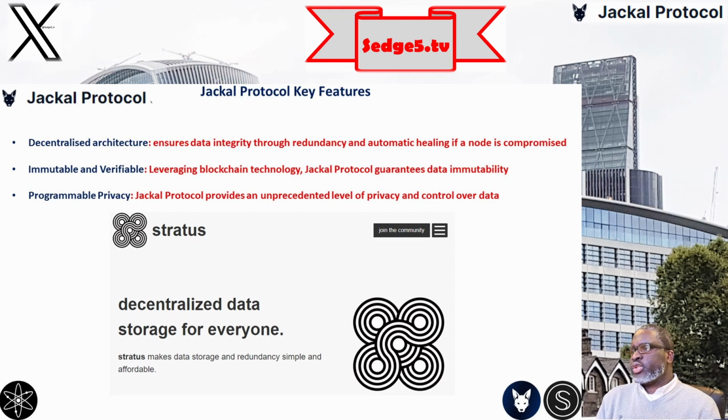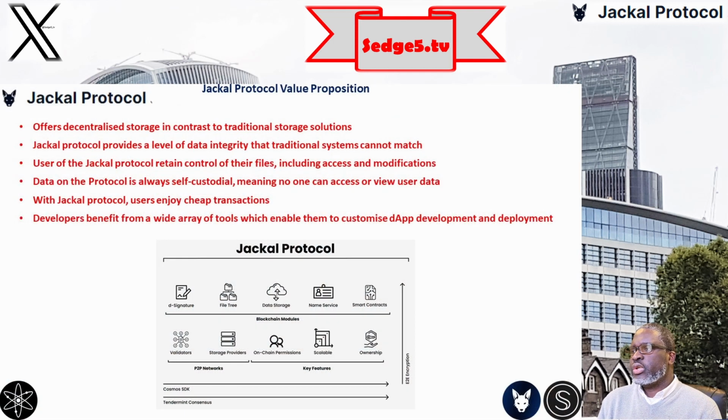It offers decentralized storage in contrast to traditional storage solutions such as those from the likes of Google and Amazon Web Services. JKL protocol provides a level of data integrity that traditional systems cannot match. Users of the JKL protocol can retain control of their files, including access and modifications. In other words, data on the protocol is always self-custodial, meaning no one, not even the JKL team, can access or view user data. With JKL protocol, users enjoy cheap transactions, and developers also benefit from a wide array of tools which enable them to customize decentralized application development and deployment.